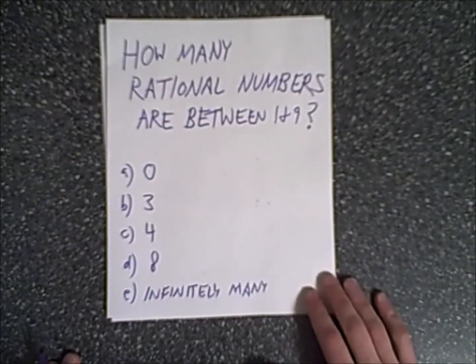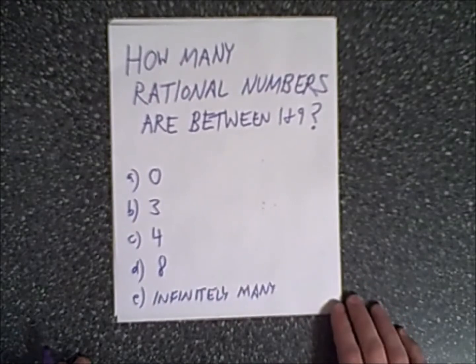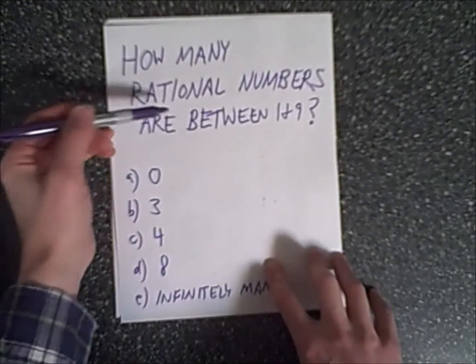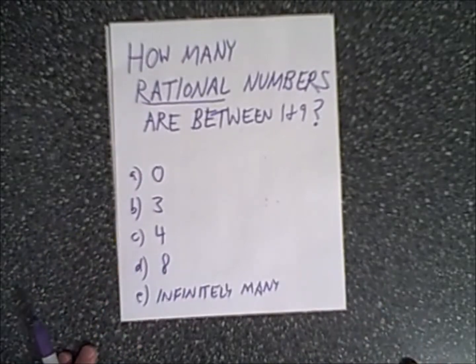Okay, 5 more questions. The first one, how many rational numbers are between 1 and 9? It's a pretty straightforward question and easy to answer if you know what a rational number is. Real numbers are composed of rational or irrational numbers. A rational number is simply the ratio of two integers.